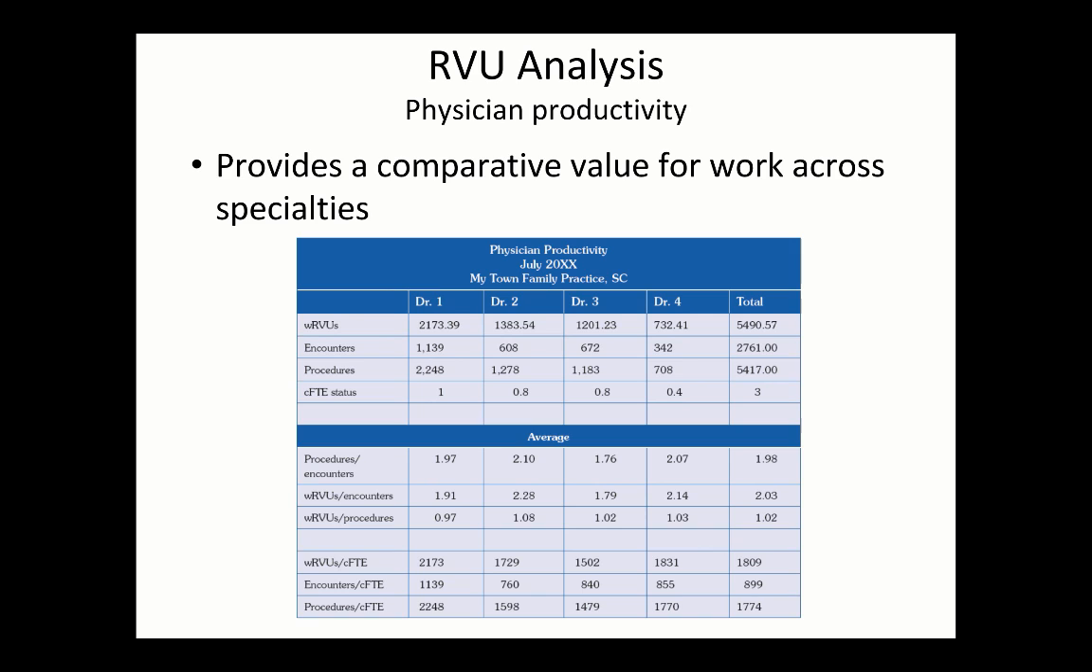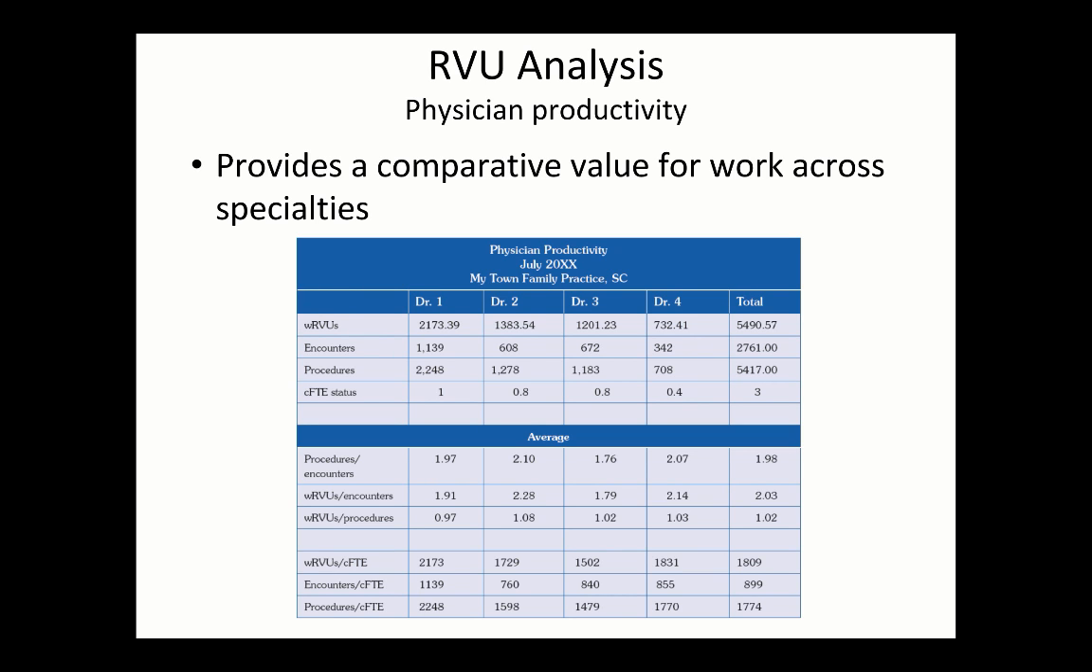If we wanted to compare Dr. 1 to other doctors, we could do so using the totals we calculated for each doctor and their CFTE status. Using this data, we can calculate the average number of procedures per encounter for each doctor by taking the number of procedures divided by the number of encounters. So in the case of Dr. Number 4, we would take 708 procedures divided by 342 encounters, which equals an average of 2.07 procedures per encounter.